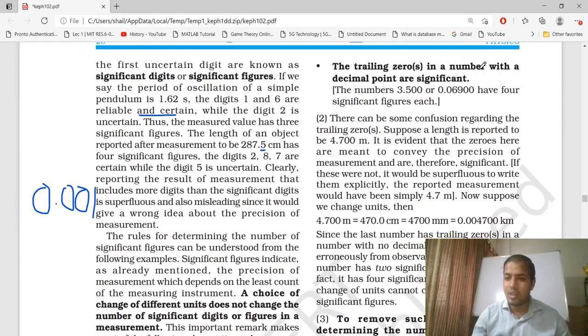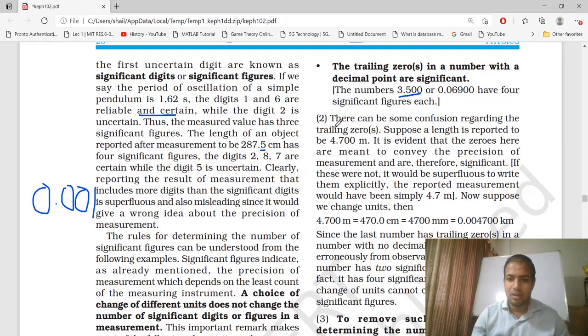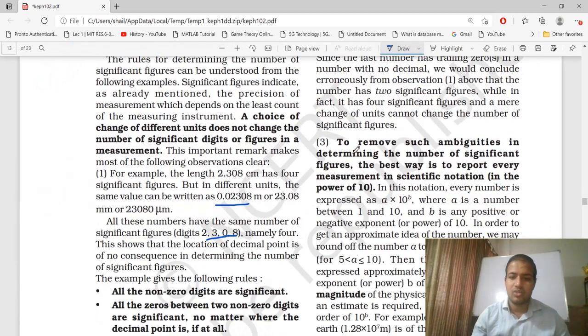The trailing zeros in a number with a decimal point are significant. Like in this case, this is significant, and here also it is significant. Each has 4 significant figures. The decimal point is there, but it is a significant digit. The decimal point will not decide how many significant digits there are. It will depend on the experiment and the first uncertain digit. Now we are at the second point. The first point is up to here, these rules.